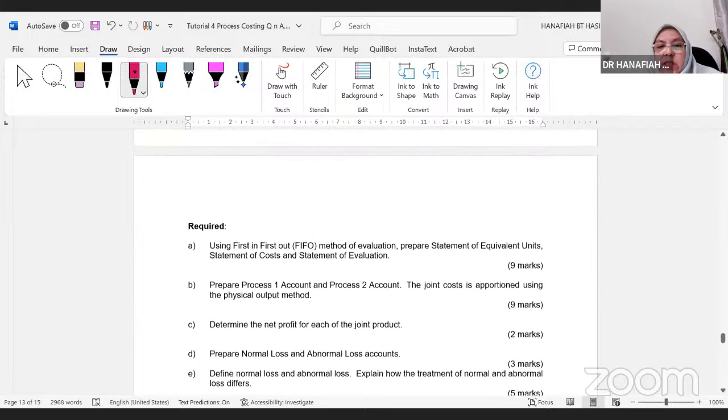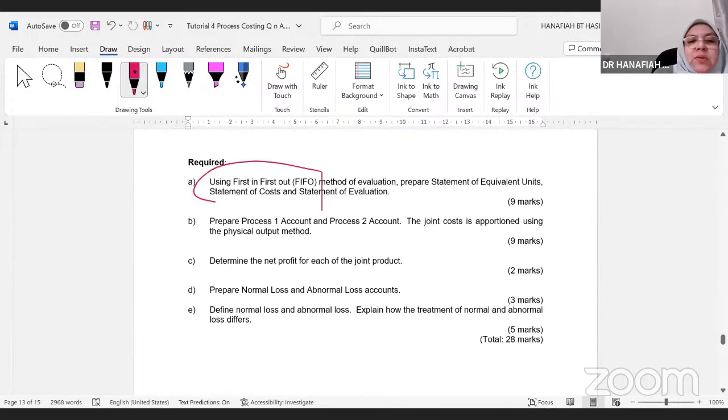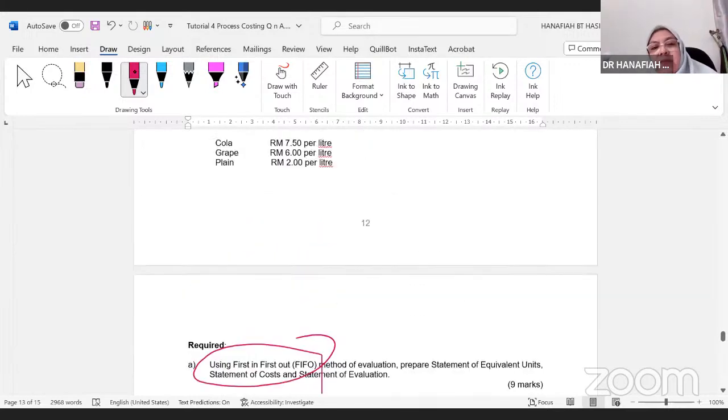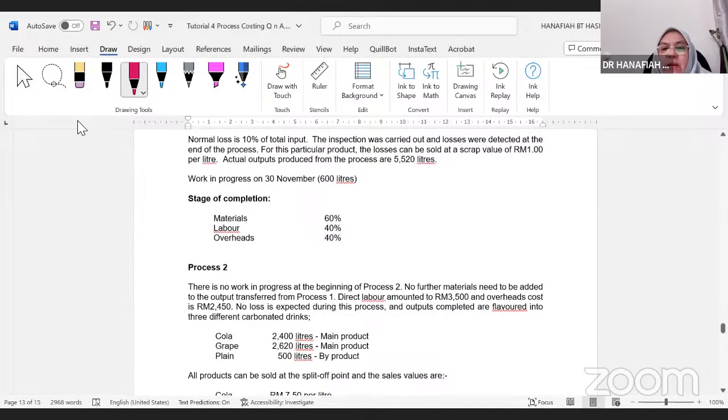Maybe the last one is the FIFO method. All right, you may try the question. Only question number 4 is the FIFO method. Please look at the question and try it to test your understanding.